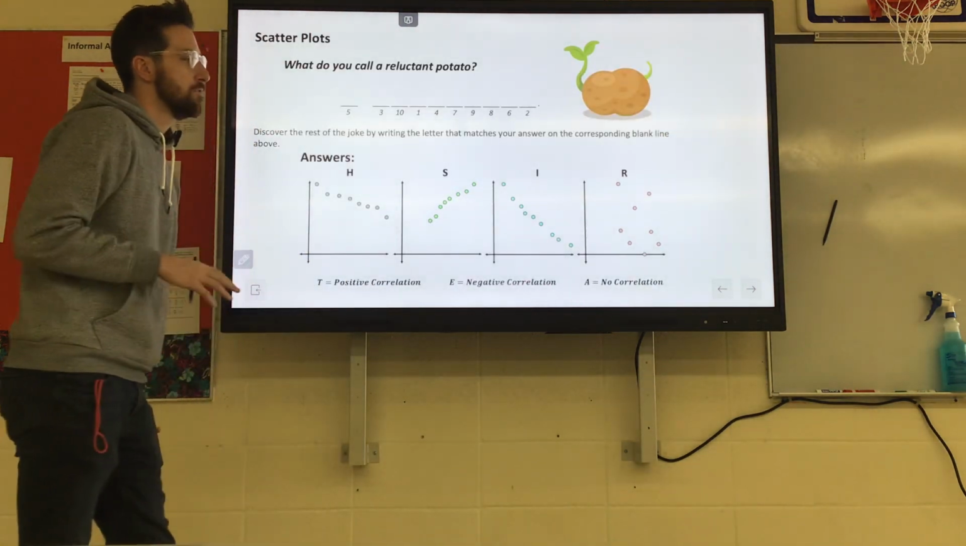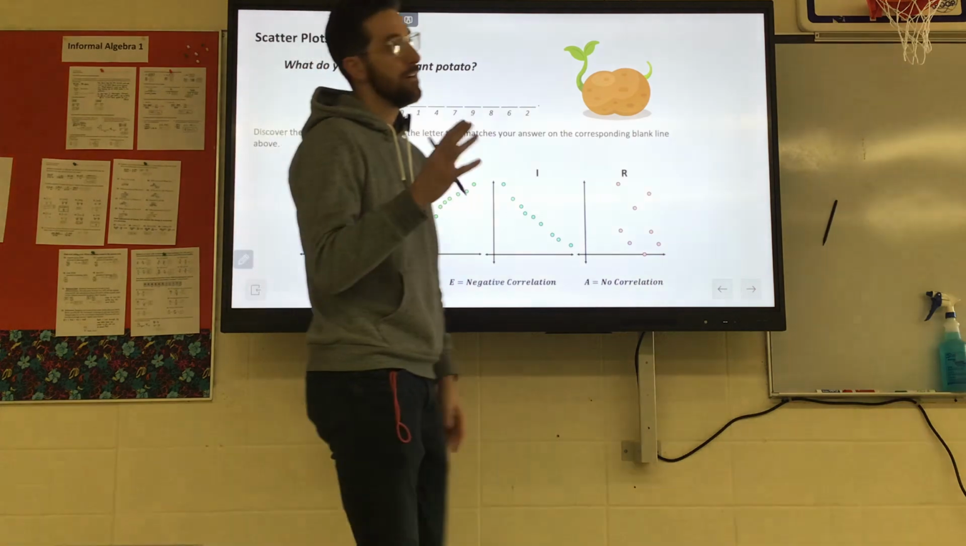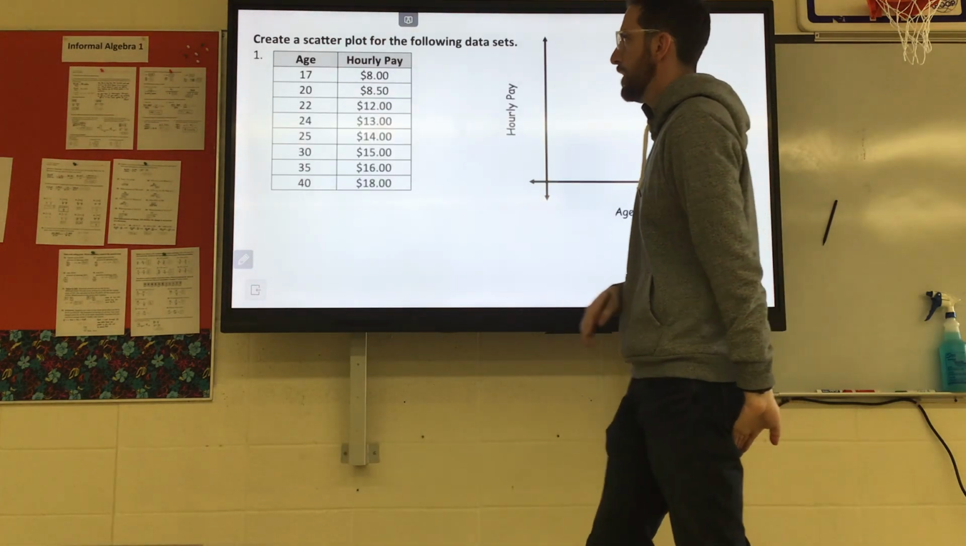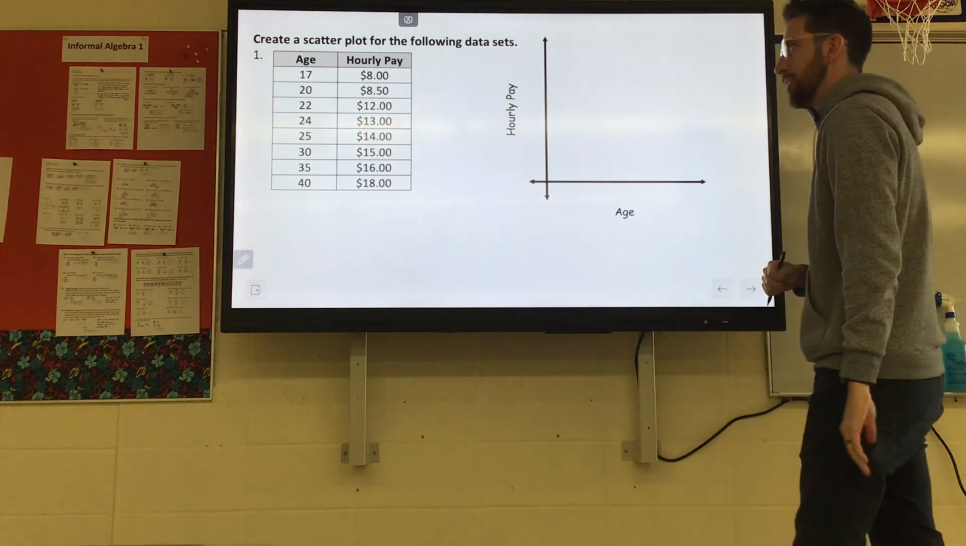All right, so we're going to do some of the worksheet together. Again, maybe all. I don't know. It just depends on the time here. We're going to create a scatter plot for the following data sets.